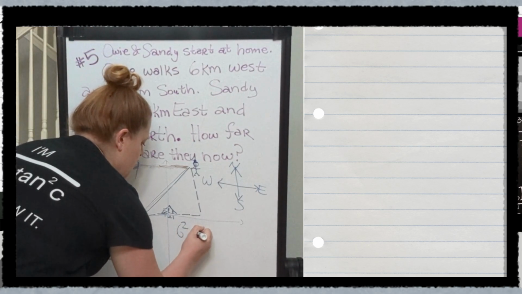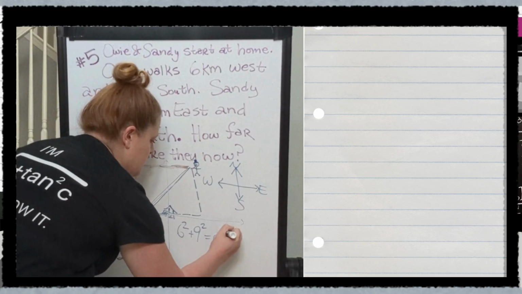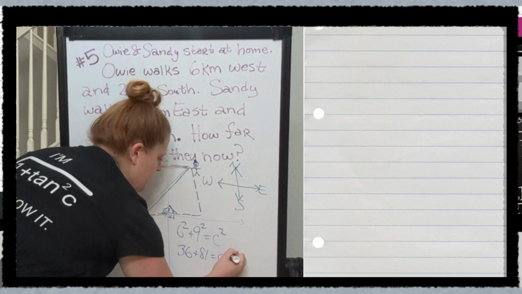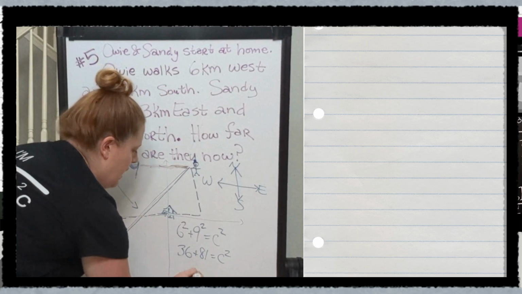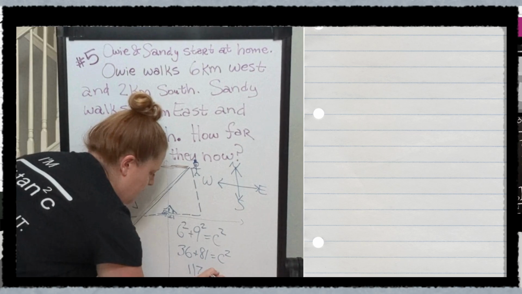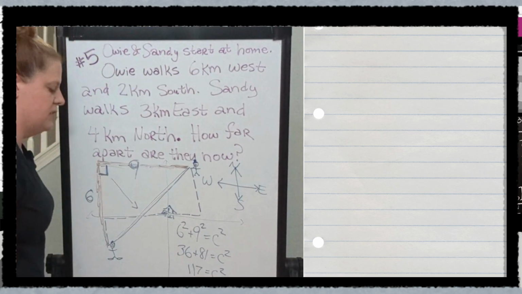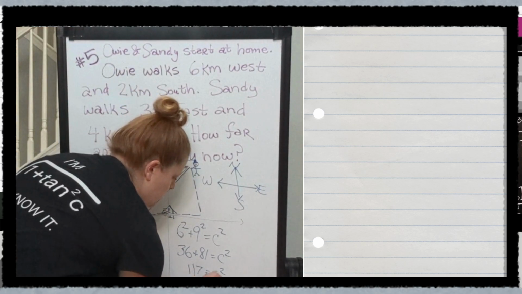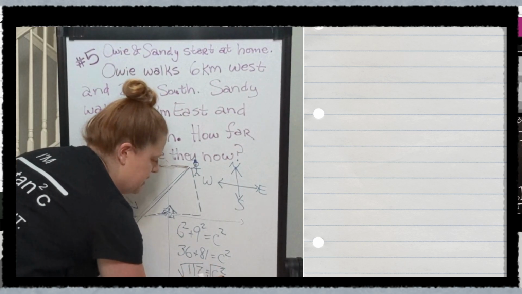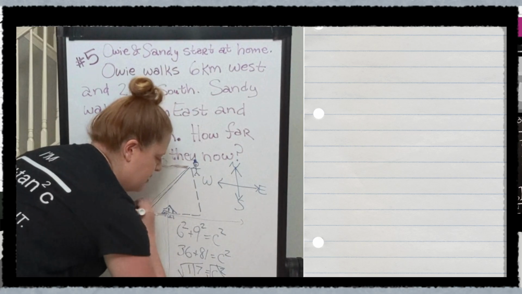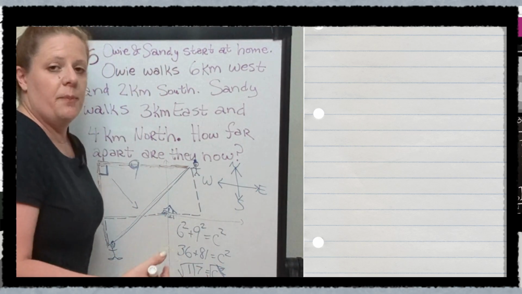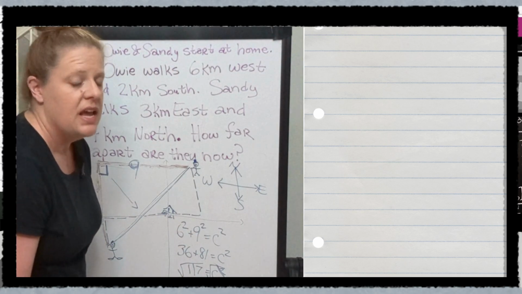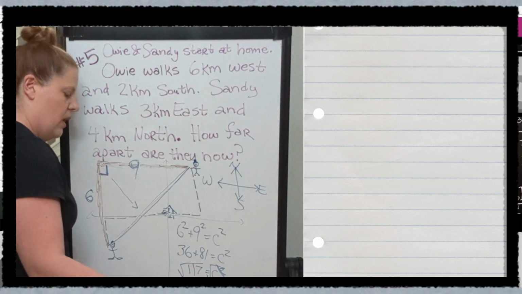So a squared plus b squared equals c squared is 36 plus 81 equals c squared. Adding these together, we get 117 equals c squared. Now, to get that c by itself, I want to take the square root of both sides. Because it's being squared, the square root cancels that out. It does the opposite. Just like if we had multiplication, we would divide. If we had addition, we would subtract. If we have a square, we take the square root.